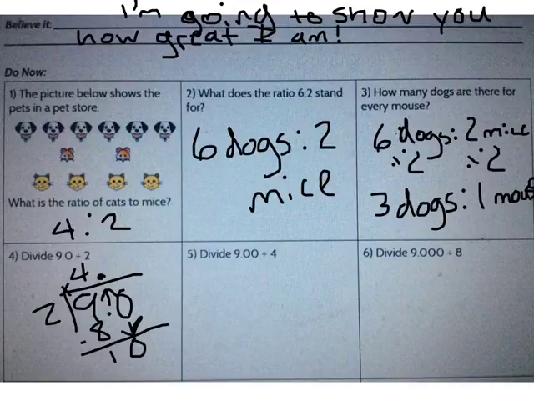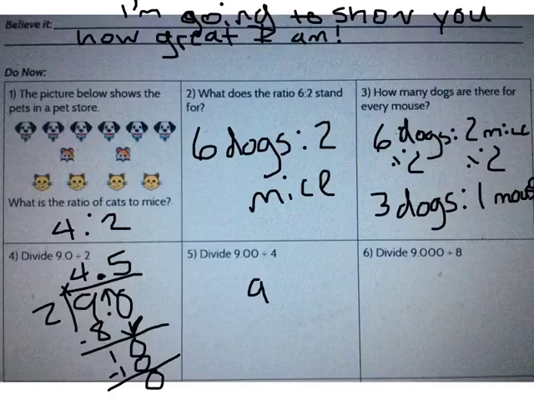How many times does 2 go into 10? 2 goes into 10 5 times. What's 5 times 2? It's 10. When I subtract, I have nothing left over. So my answer is 4 5/10. We'll do one more together, and then you can try one on your own. Number 5. What's 9.00 divided by 4?